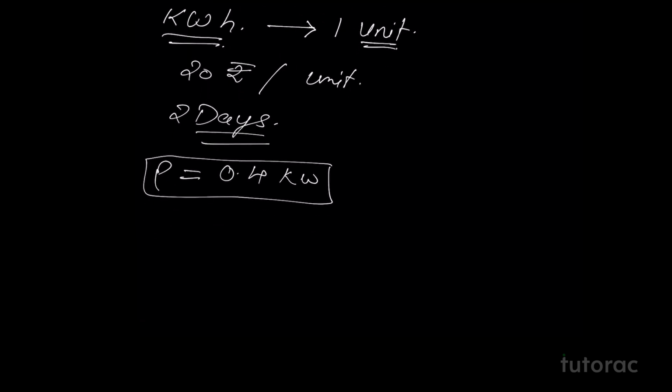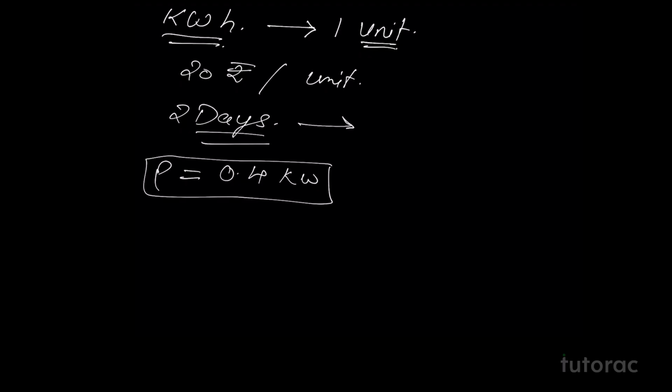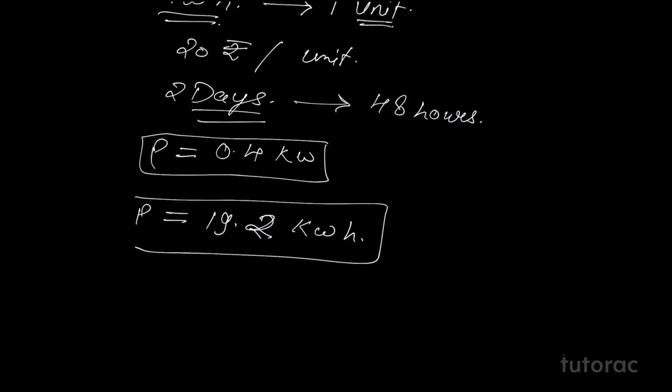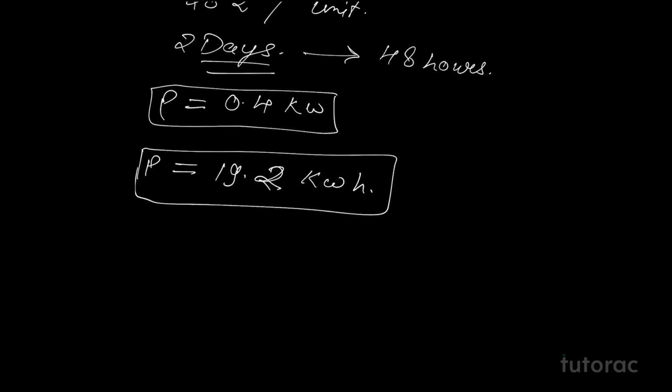Okay. Now, this is my power. And if these two bulbs are continuously on for 2 days, I can convert these 2 days into hours. What I'll get? I'll get easily 48 hours. Multiplying this 48 by this 0.4, we'll simply get 19.2 kilowatt hours. This is the unit of my power. I got it in kilowatt hours. So this is exactly equal to 19.2 units of power consumed.